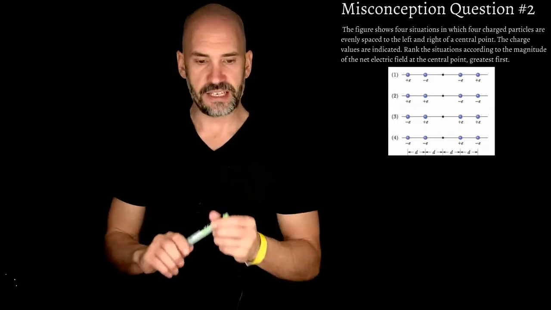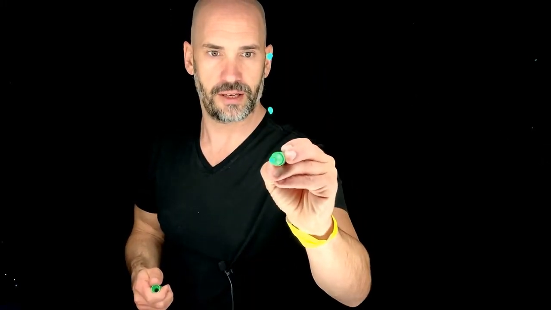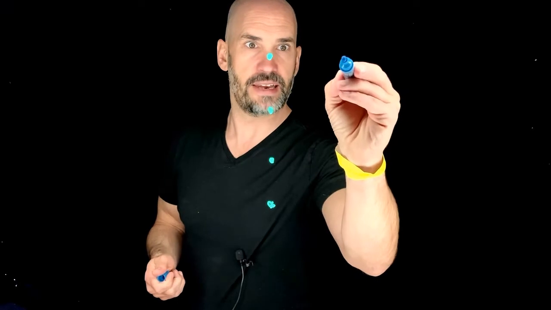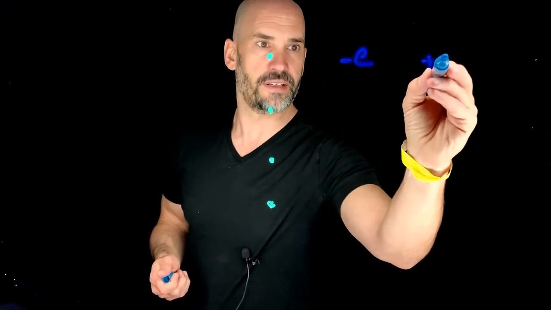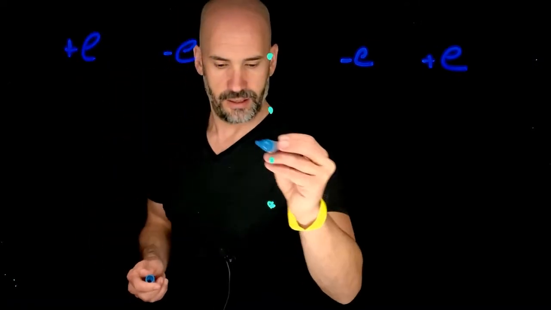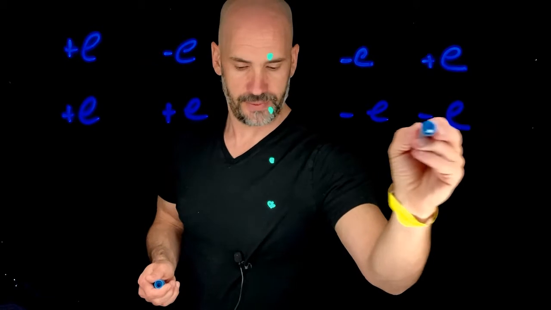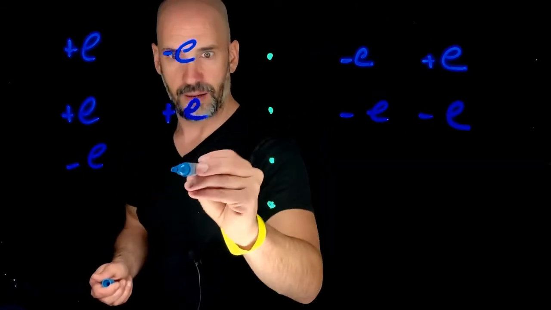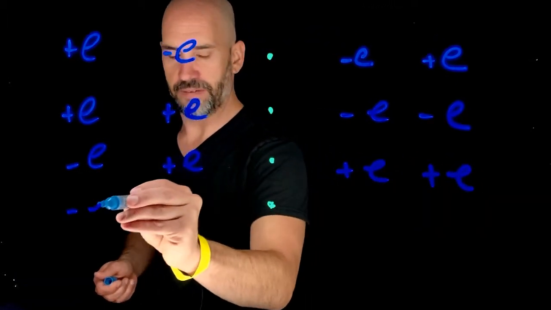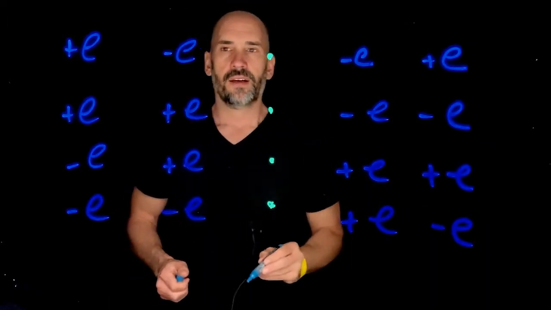So I'm going to draw each of these situations. So here's going to be my middle point 1, my middle point 2, my middle point 3, my middle point 4. And so on this side here, we have a negative e here. We have a positive e there. We have a negative e here and a positive e there. Okay, this is going to be positive e, negative e, negative e. This is going to be a negative e, positive e, positive e, positive e. And this is going to be negative e, positive e, negative e. Okay, all right.